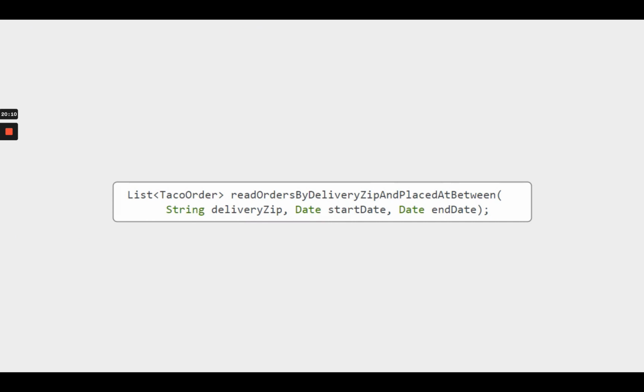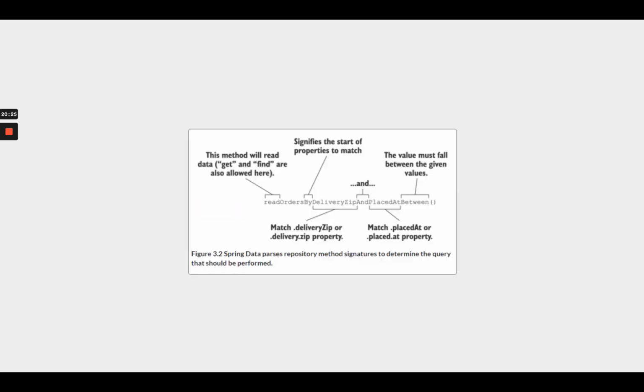Let's consider another more complex example. Suppose that you need to query for all orders delivered to a given zip code within a given date range. In that case, the following method, when added to order repository, might prove useful. Figure 3.2 illustrates how Spring Data parses and understands the readOrdersByDeliveryZipAndPlacedAtBetween method when generating the repository implementation.